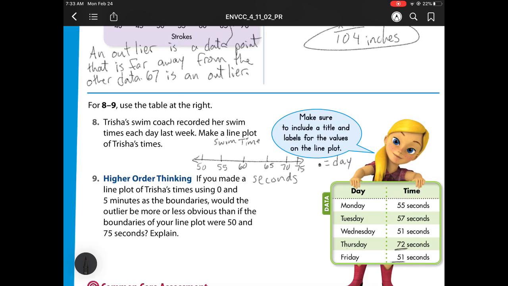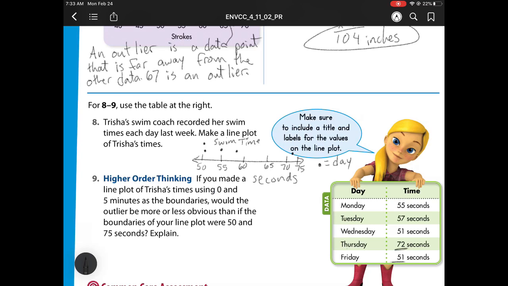So let's check. Monday she swam 55. Tuesday she swam 57. Wednesday she swam 51. Thursday she must have been sick or something because she swam 72. And then Friday she swam 51 again. So we have 2 dots above that 51.